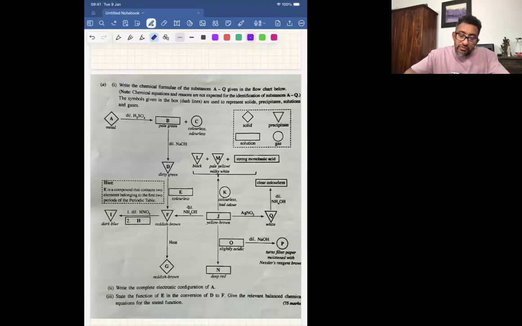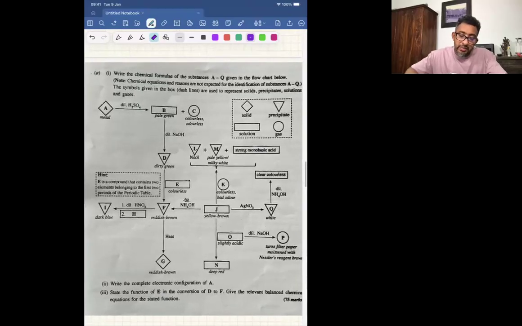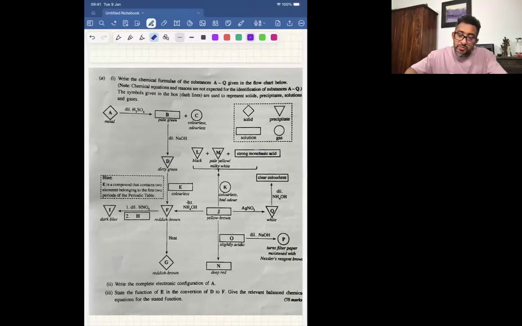Write chemical formulae of the substances A to Q given in the following flowchart. Chemical equations and reasons are not expected for the identification of substances A to Q. The symbols given in the box are used to represent solids, precipitates, solutions, and gases. When you look at this, the square and the triangle, we are not really sure. It's very difficult to look at the boxes. So make sure to use these symbols and record the physical state first.